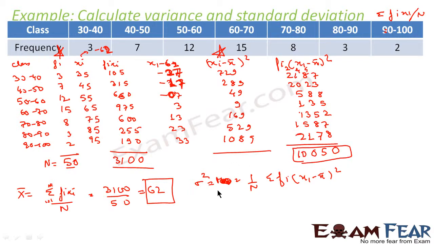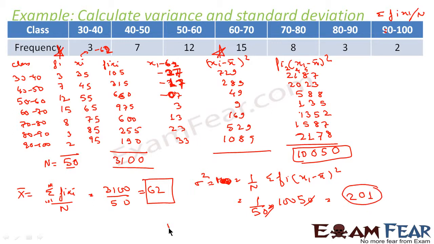Now let's apply this formula. Variance is equal to 1 by n into sigma fi into (xi minus mean) square. That is, n is 50, so this is 1 by 50 into 10050. 0 0 is cancelled, 5 also cancelled, so you get 201. So this is the value of variance.